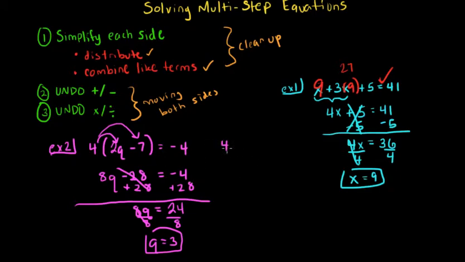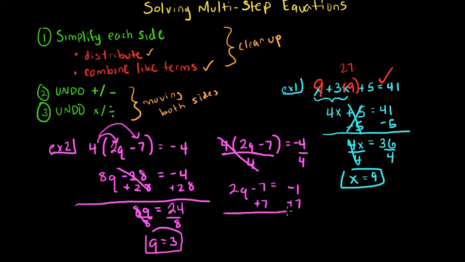So let's go back to the beginning. 4 parentheses 2q minus 7 equals negative 4. I see a 4 times something, so why not divide both sides by 4? These cancel out, leaving us with 2q minus 7 equals negative 4 over 4 is negative 1. So let's add 7 to both sides. I've got 2q, these cancel out, equals 6. Negative 1 plus 7. Divide both sides by 2, and q equals 3.